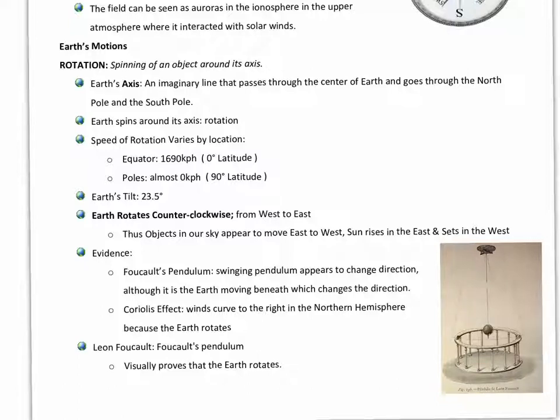The other line of evidence that supports the fact that the Earth rotates is what's called the Coriolis effect, or the deflection of winds to the right, or curvature to the right in the northern hemisphere and to the left in the southern hemisphere, because the Earth rotates. Now, let's stop and break this down for a second.